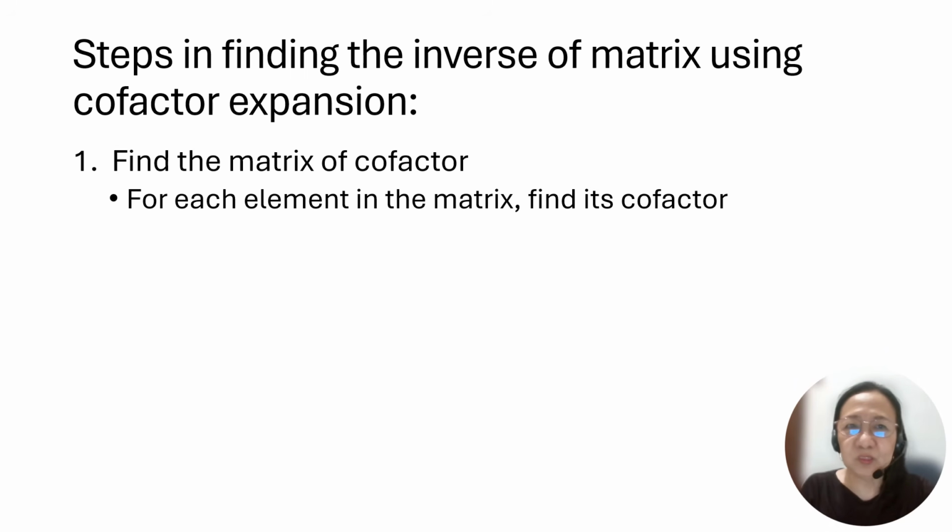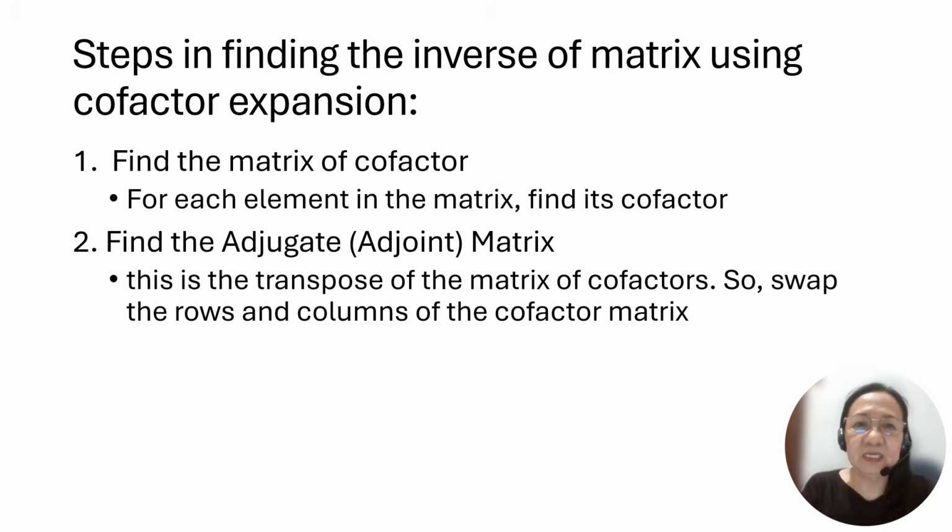We're going to follow these steps in finding the inverse of the matrix using the cofactor expansion. So the first one, we're going to find the matrix of the cofactor. For each element in the matrix, we are going to find its cofactor. Then we have to find the adjugate or the adjoint of the matrix. So this is the transpose of the matrix of the cofactors. So swap the rows and columns of the cofactor matrix.